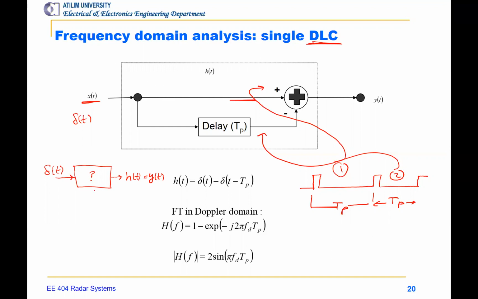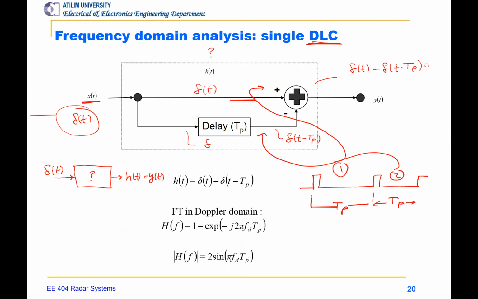Okay, so if we apply direct delta to this system, so imagine that this is the system for which we would like to determine impulse response, and this is going to be direct delta, right? This is going to be direct delta here, direct delta minus TP. Okay, so the result here is going to be direct delta t minus direct delta t minus TP.